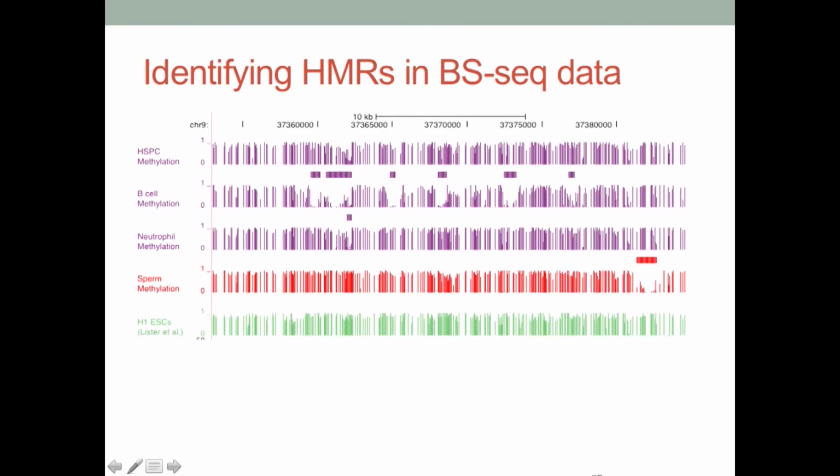This is an example of a region out in the middle of the genome. There aren't any genes close by, and it's a cluster of HMRs that are found only in B cells. It's something we'll talk about a little bit more later.